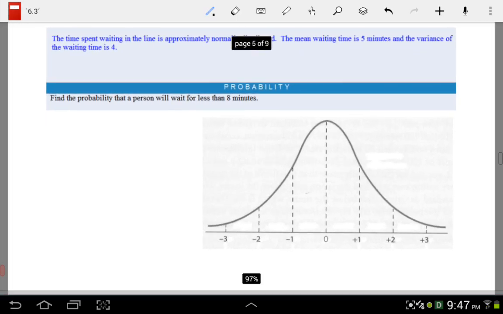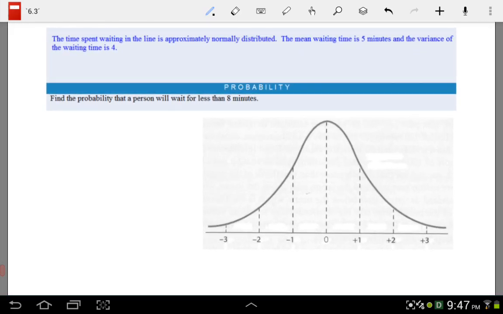Okay, now let's go ahead and look at this one. This one says the time spent waiting in line is approximately normally distributed. The mean waiting time is 5 minutes, and the variance of the waiting time is 4. So notice it says variance again instead of standard deviation. So if variance is 4, then our standard deviation is going to be 2.